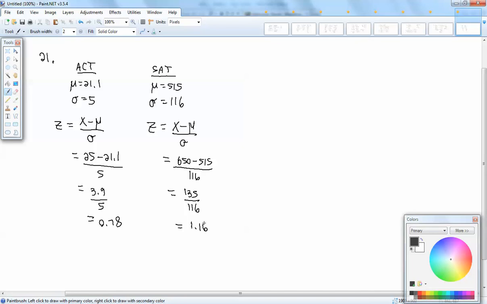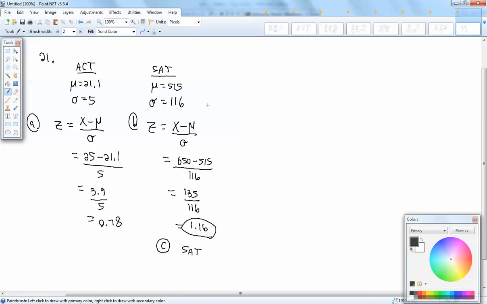Okay, now C says which score is higher relative to his population scores. Well, this one's higher. It's 1.16. So the answer to that is our SAT is higher. This is part C. This was B, and this was A. Keep track of all of it.